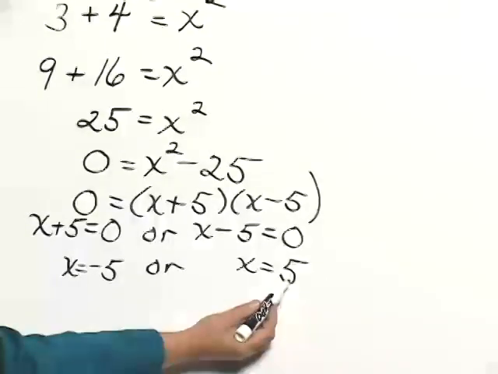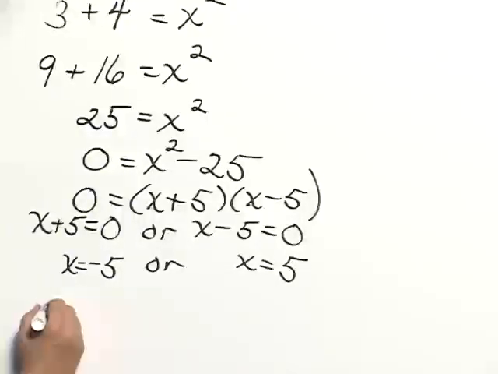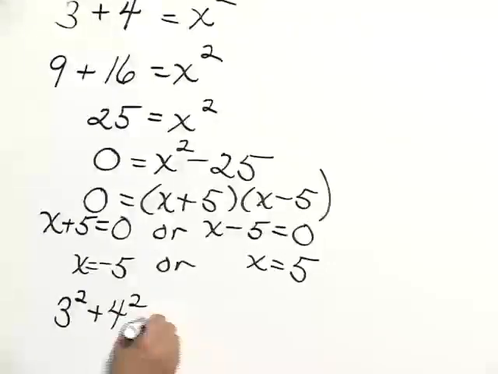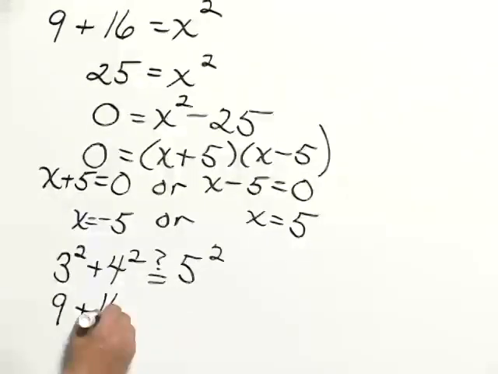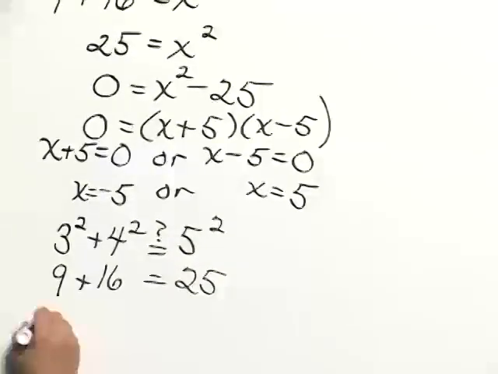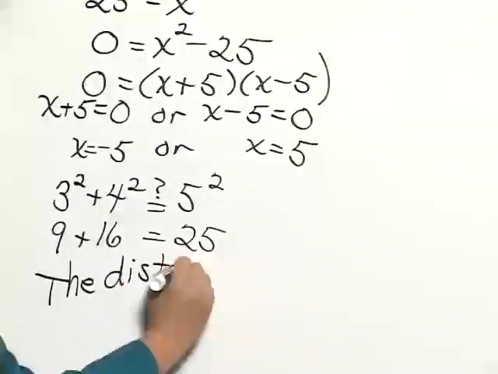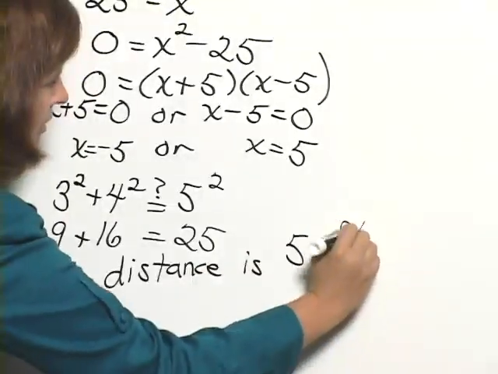We're going to check our answer 5. If the distance, the hypotenuse, is 5 feet, then we would have 3 squared plus 4 squared, and we check to see, does that equal 5 squared? Well, we have 9 plus 16, and that does equal 25, so our answer checks. So we say and state as the last step, the distance is 5 feet.